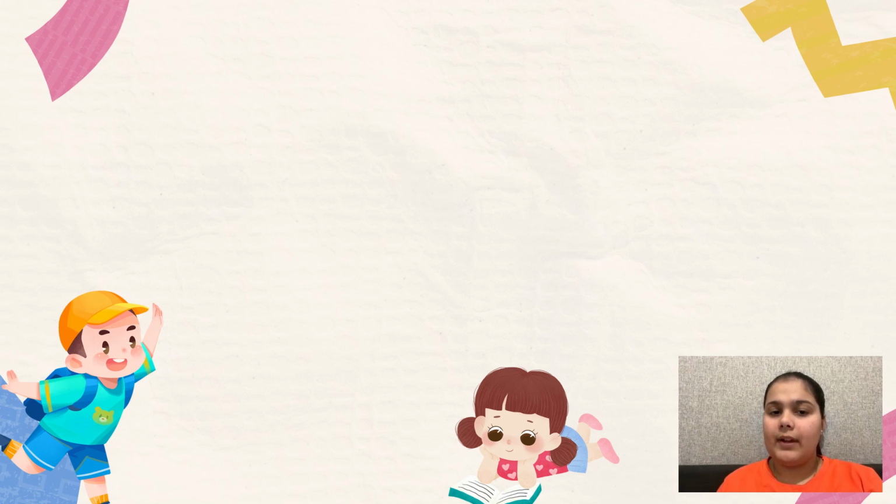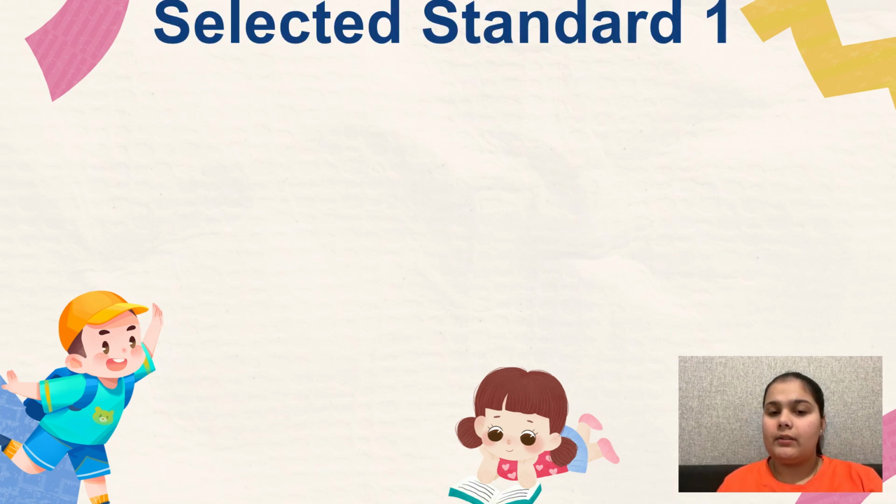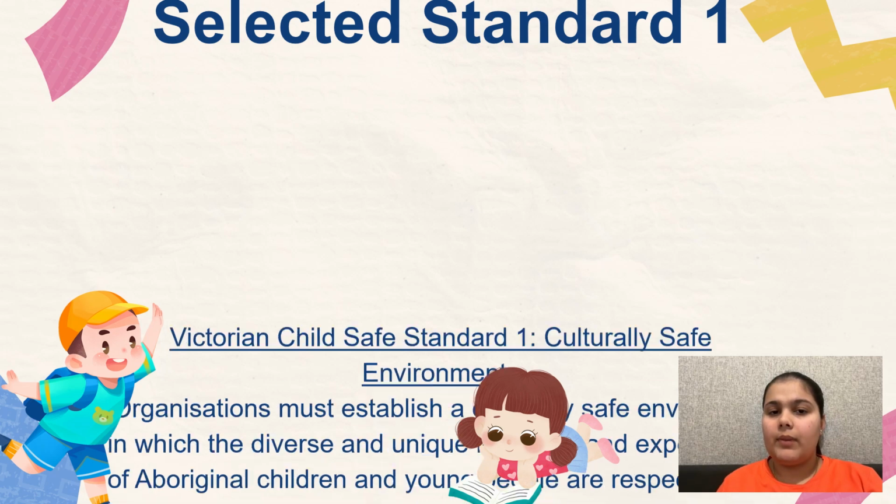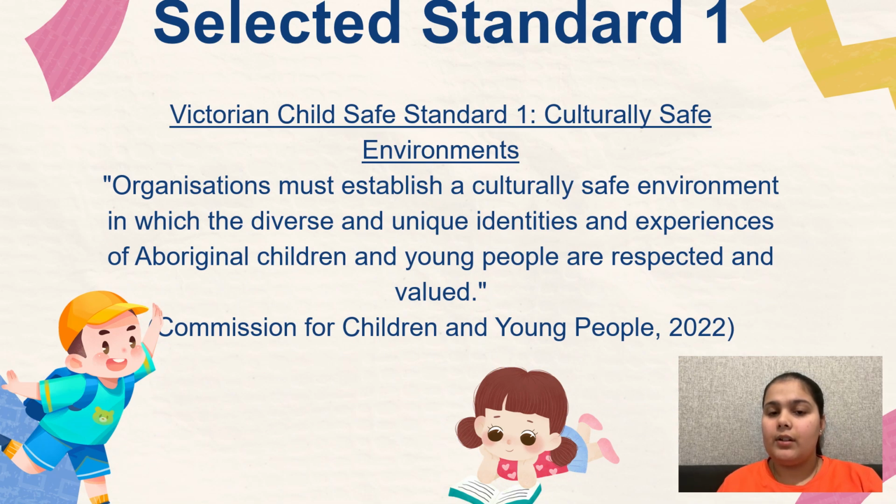Let's move to slide 5, which is about Standard 1, culturally safe environments. This standard focuses on making sure every child's culture, identity, and background are respected and valued, especially Aboriginal and Torres Strait Islander children. It's about creating a space where all children feel like they belong, where their unique experiences are honored, and where culture is not just acknowledged but celebrated.